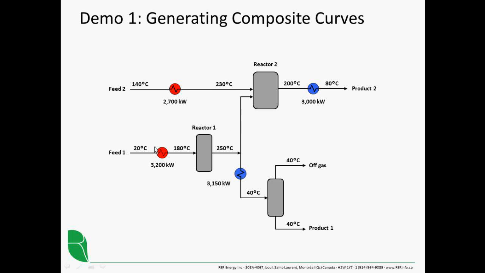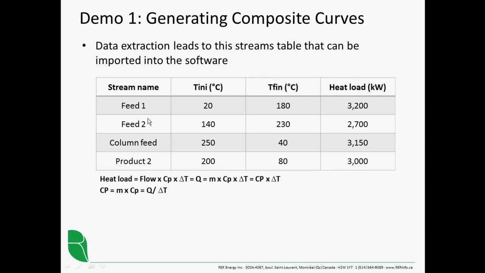The first step in this, of course, is to try and extract the data and put it in a streams table. So I could start with what I just said there. Feed 1 is a stream, obviously. It needs to be heated from 20 to 180, and that's going to take 3,200 kilowatts. So here's a streams table. There's feed 1, goes from 20 to 180, 3,200 kilowatts. And I've done that for all the other streams here. So that's kind of the data extraction process. Now I can take that streams table and I can put it into the software. So let me just switch over to the software here.